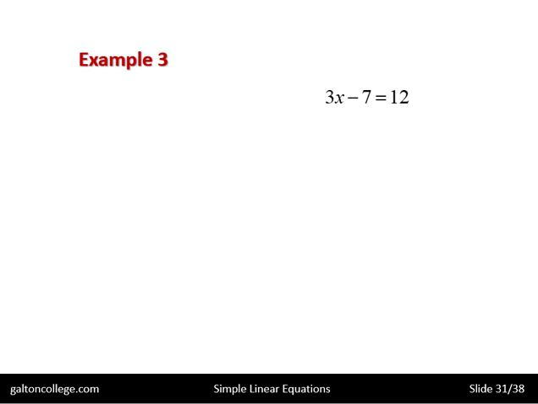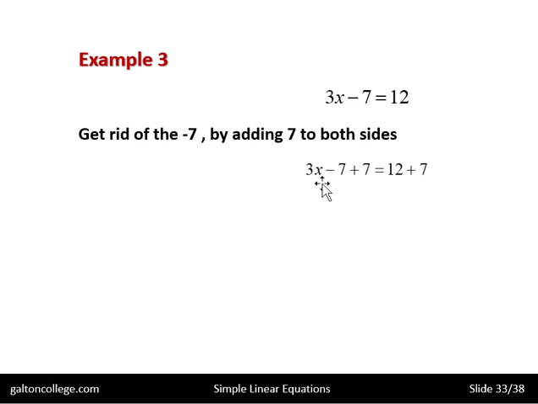Take a third example, just to be on the safe side. 3x minus 7 equals 12. Get rid of the minus 7 by adding 7 to both sides. So now we have 3x minus 7 plus 7. Well, the minus 7 and the plus 7 are going to cancel out. That's 0. So that'll just leave us with the 3x on the left hand side. But we must add the 7 over here as well. So it's 12 plus 7. So we have 3x equals 19.